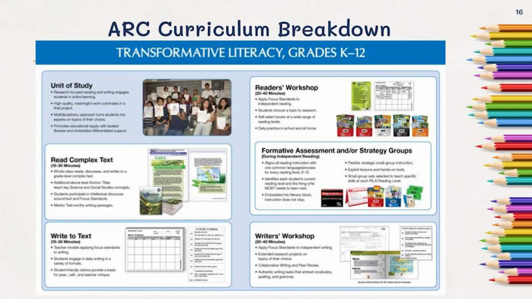The ARC curriculum breakdown, transformative literacy grades K through 12. Unit of study, research-focused reading and writing engages students in active learning. There's reading to complex text. Whole class reads, discusses, and writes to a grade level complex text. Write to text, which is 10 to 30 minutes. Teacher models applying focused standards to writing, and students engage in daily writing in a variety of formats.